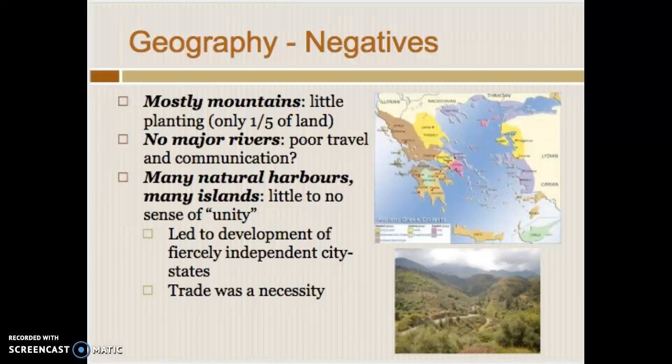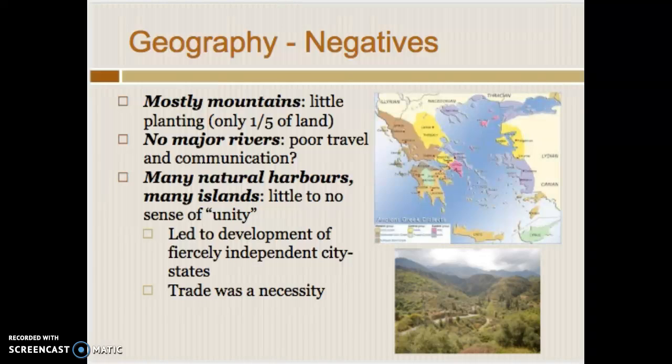There's also no major rivers. If you look back to the mainlands and the larger map, you can see that on all of these larger island chunks, you don't have any rivers. So getting from one side of the island to the other side, sure, you can take a boat around the Aegean Sea, but it's very difficult in terms of travel across the mainland.